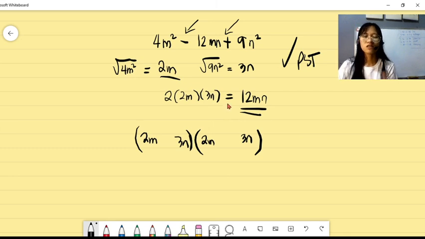Magkaiba sila ng sign. Yung gitna ay negative. So, kapag negative yung middle term, parehas na negative yung magiging sign ng 3n sa factors. Or, we can simply rewrite it as 2m minus 3n squared. Okay, yun lang.